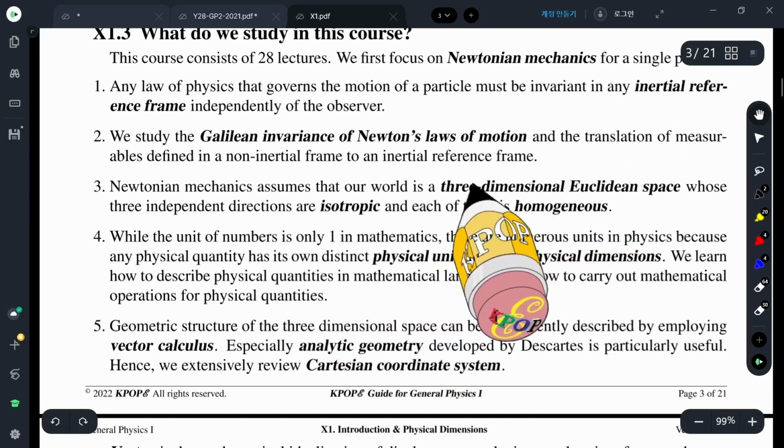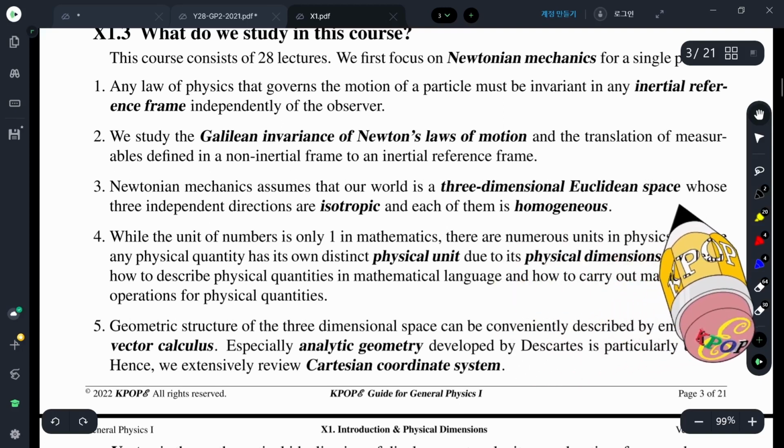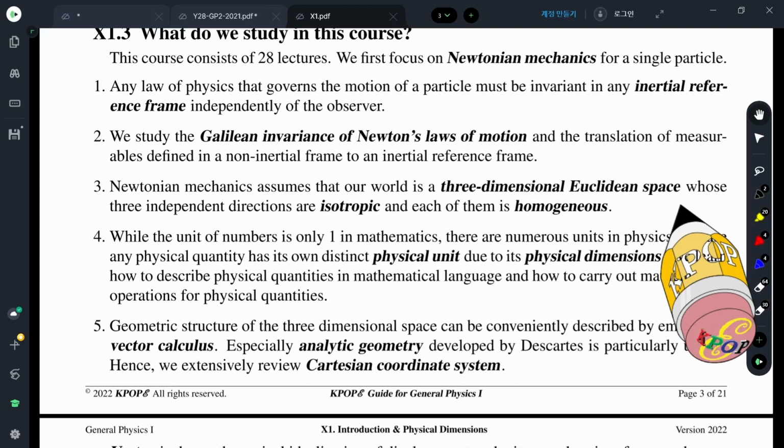To describe the motion of matter in Newtonian mechanics, we assume the space is a three-dimensional Euclidean space. Three-dimensional Euclidean space includes one dimension, two dimensions, and three dimensions. In principle, mathematical extension to n-dimensional Euclidean space is possible, but mostly we will focus on three-dimensional space. Euclidean space is typically understood as the space in which the Pythagorean theorem works. That is a very simple explanation for Euclidean space.